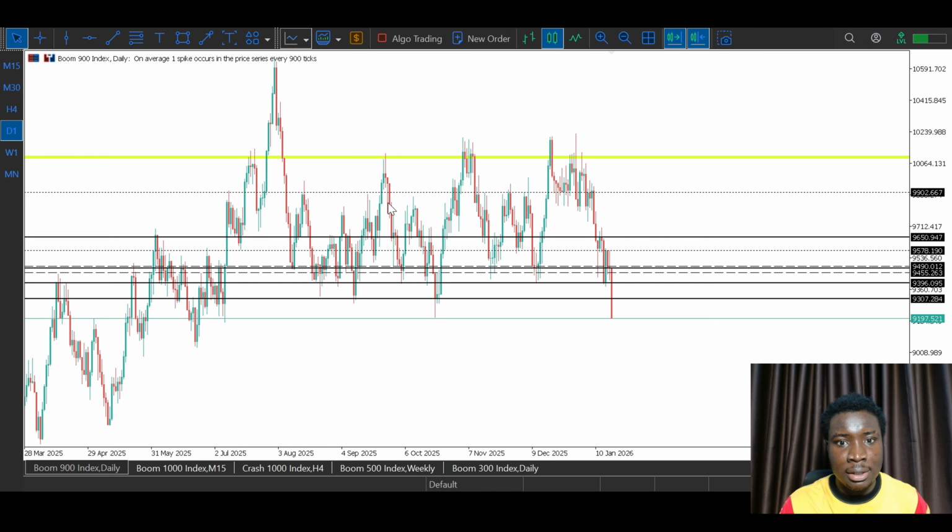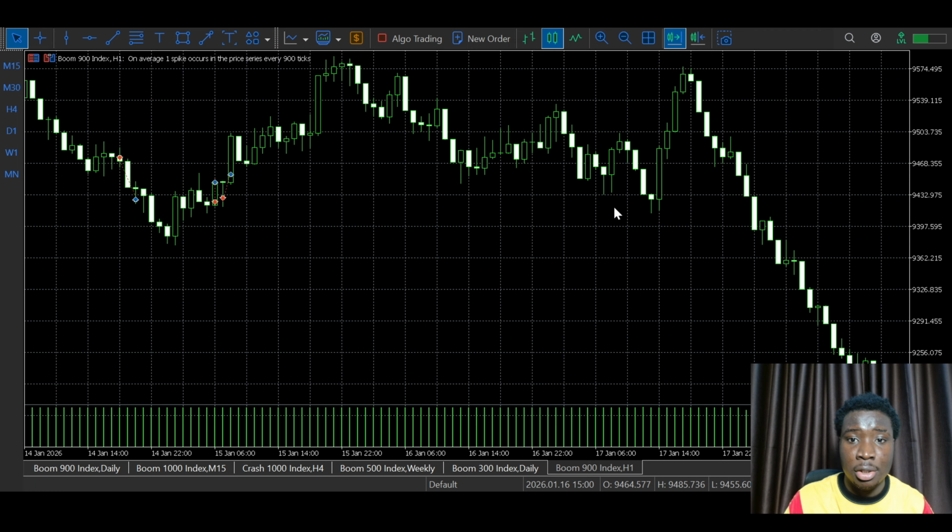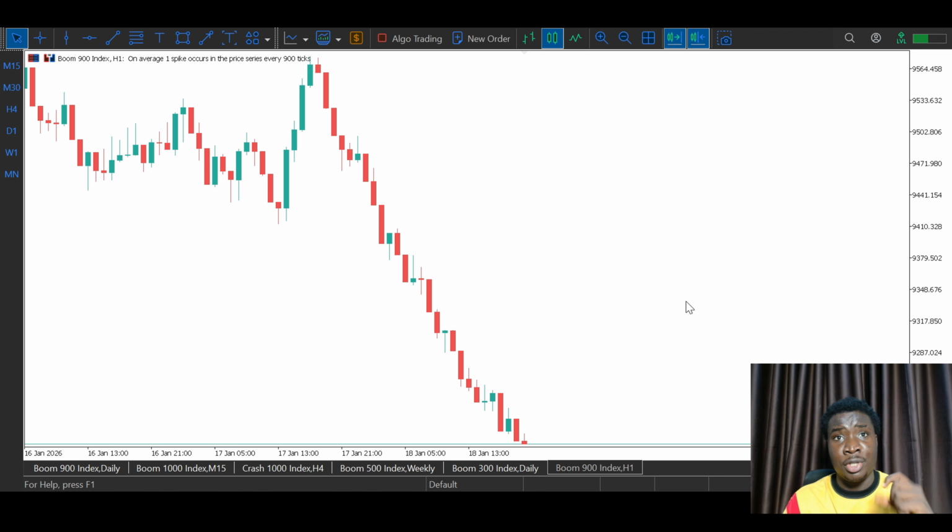Now, there are different tools you can use to mark out your support and resistance. But the three major ones I use are the horizontal line, the rectangle, and the trend line. I don't use the trend line that much, but I use it sometimes. The two major ones I use are either the horizontal line or the rectangle. So I'm going to give you an illustration.